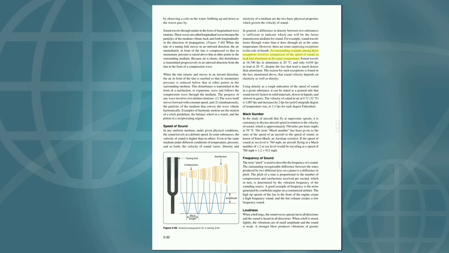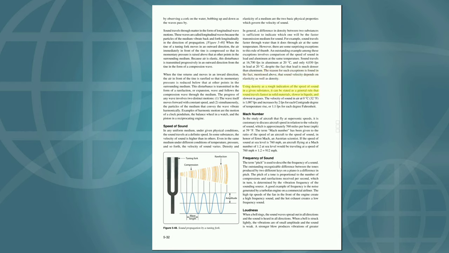An outstanding example among these exceptions involves comparison of the speed of sound in lead and aluminum at the same temperature. Sound travels at 16,700 FPS in aluminum at 20 degrees Celsius, and only 4,030 FPS in lead at 20 degrees Celsius. Despite the fact that lead is much denser than aluminum, the reason for such exceptions is found in the fact, mentioned above, that sound velocity depends on elasticity as well as density.